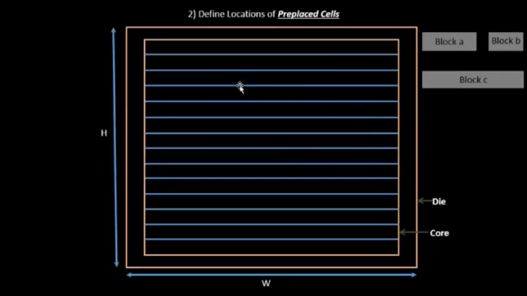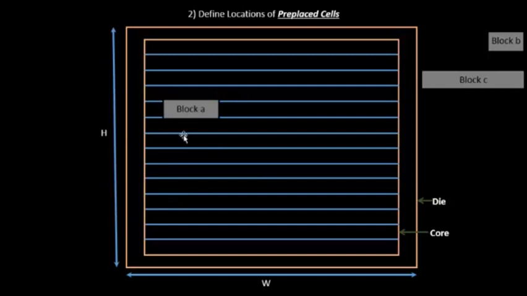Okay, so how do we define the locations of pre-placed cells? For example, we have a design background which says that this side of the chip will have all the input pins, and this side of the chip will have all the output pins. And also from the design summary, we come to know that most of these blocks are communicating with the input pins. So we come up with a design scenario where we place all these blocks close to the input side, something like this.